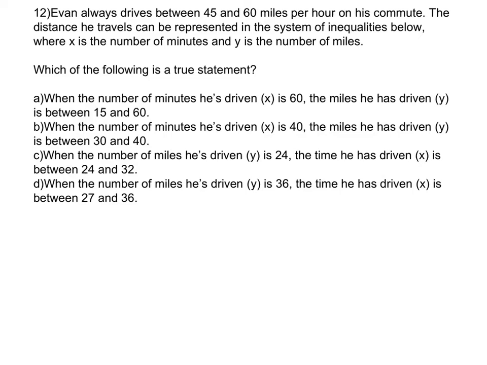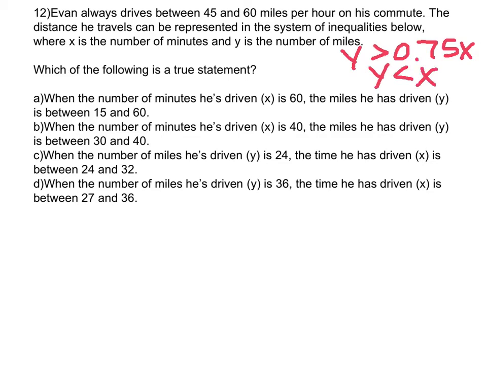Alright, so number 12, you have Evan driving between 45 and 60 miles per hour on his commute. You can represent the distance he travels by the systems of inequalities below. Now, I don't have it written there, so I'm going to write it for you. But you have y is greater than 0.75x and y is less than x.